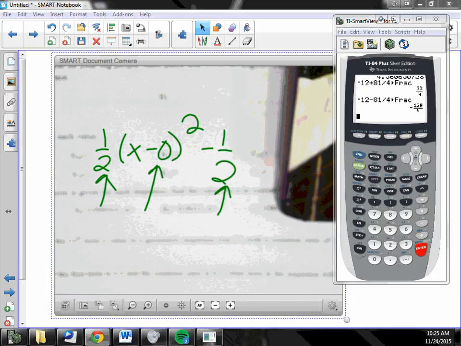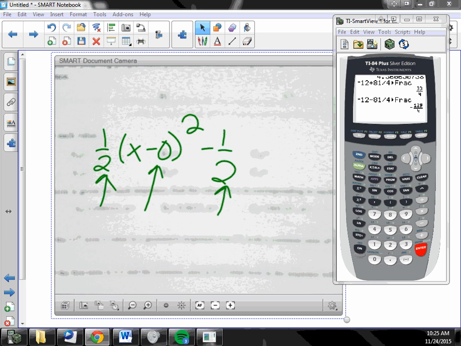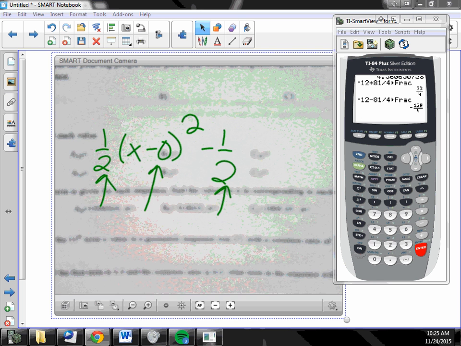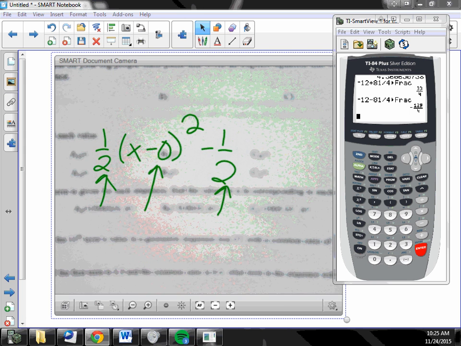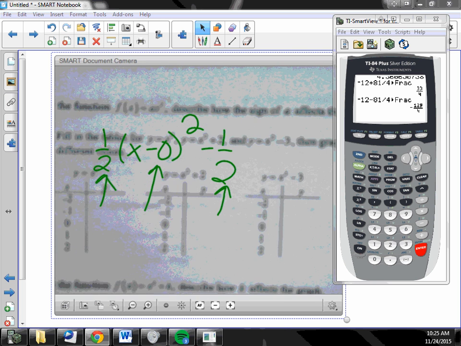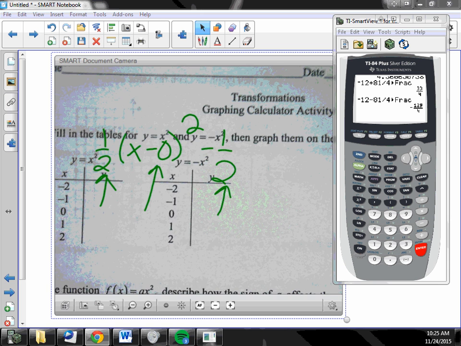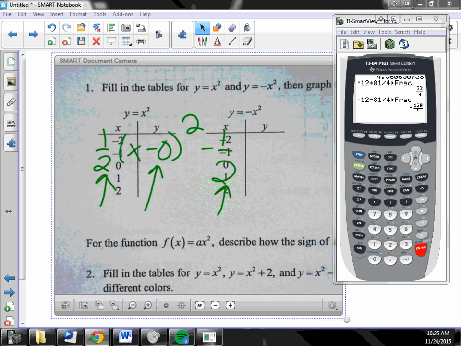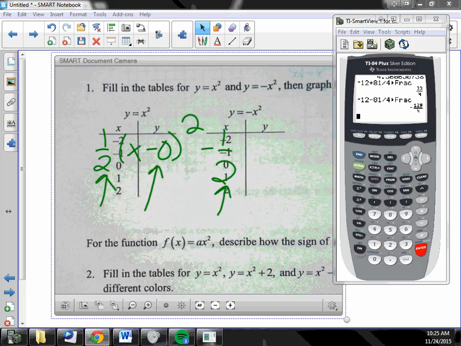Today we're going to be working on transformations again. So you'll need a paper and you'll need 3 colored pencils or markers, whatever, I don't really care. All right, if you look at the top of this, it says fill out the tables for y equals x squared and then y equals negative x squared.